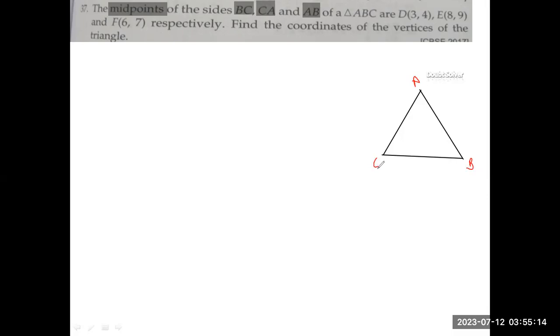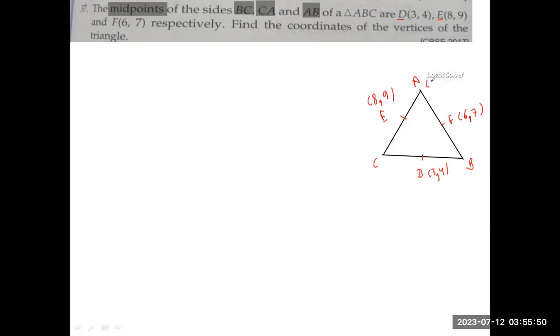इस बार हमें ABC के कोऑर्डिनेट ना देके D, E, F जो कि मिड पॉइंट है BC, CA और AB का. सो BC का मिड पॉइंट है D, which is 3,4. CA mid point is E, which is 8,9. AB mid point is F, because it is given respectively, whose coordinates are 6,7. We have to find the coordinates of the vertices of the triangle.